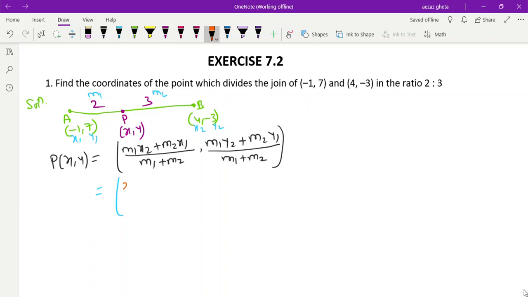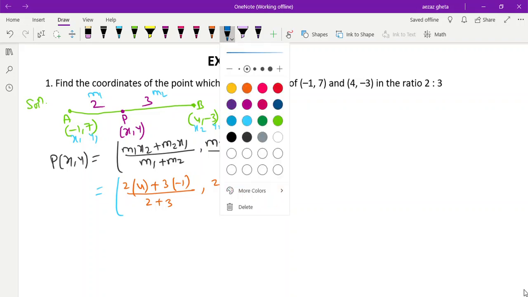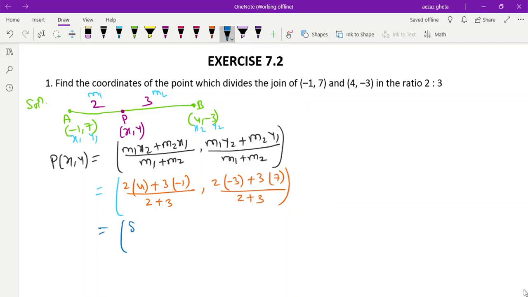So m1 is 2, x2 is 4, m2 is 3, x1 is minus 1, divided by 2 plus 3. m1 is 2, y2 is minus 3, m2 is 3, y1 is 7, whole divided by 2 plus 3, m1 and m2. So 2 fours are 8, 3 ones are 3, but plus into minus minus is 8, divided by 2 plus 3. Minus 6 plus 7, 3 sevens are divided by 2 plus 3, 5.